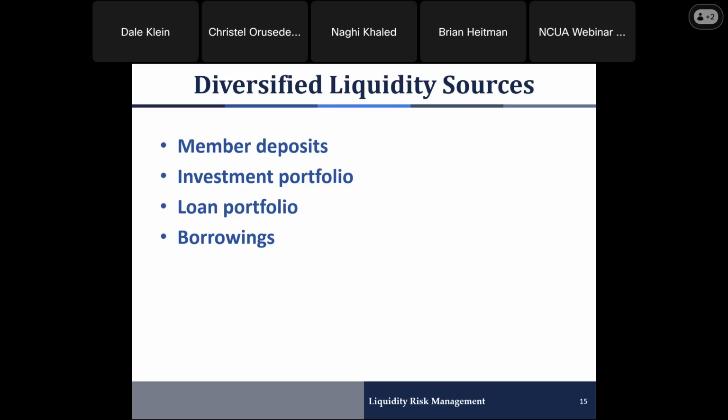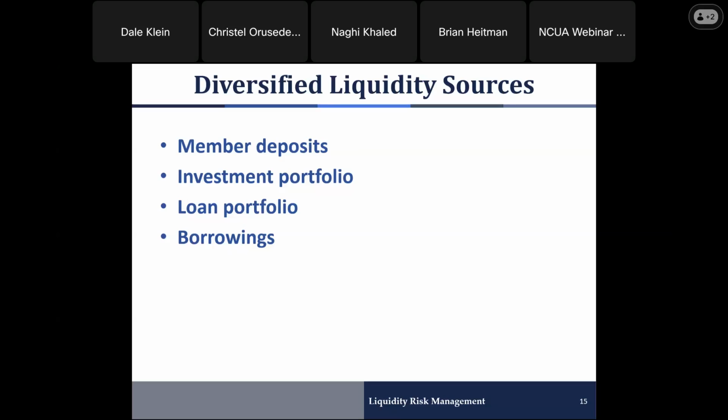Second, the investment portfolio. Credit unions can maintain an investment portfolio consisting of liquid and marketable securities, such as treasury and agency bonds. These investments can be readily sold or pledged as collateral to generate liquidity as needed.